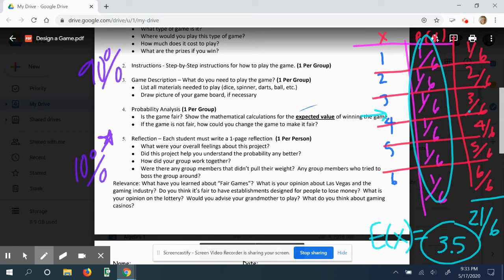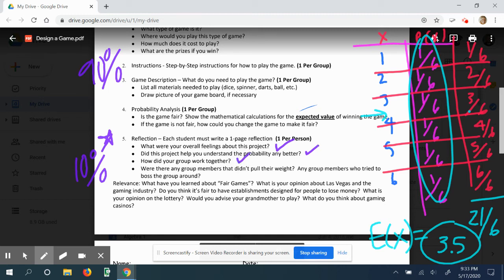And if you don't do this, that's fine, but just know that the highest you can get is an A- on this. You can get a 90%. Otherwise, it's this, okay? It says a one-page reflection, but really it's 4 questions you have to answer, and you just write it out, okay? What were your feelings about the project? You like it, you didn't like it. Did the project help you understand probability any better? That's a yes or no. You can say yes, it did. No, it didn't. And why?